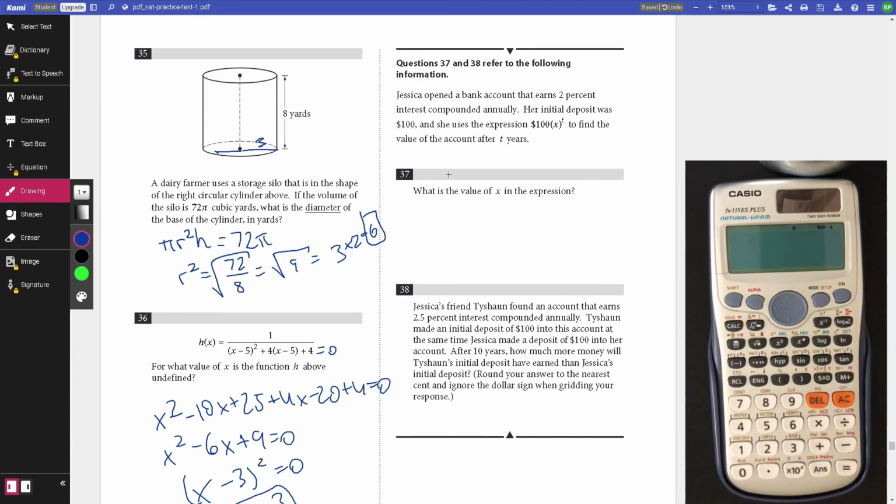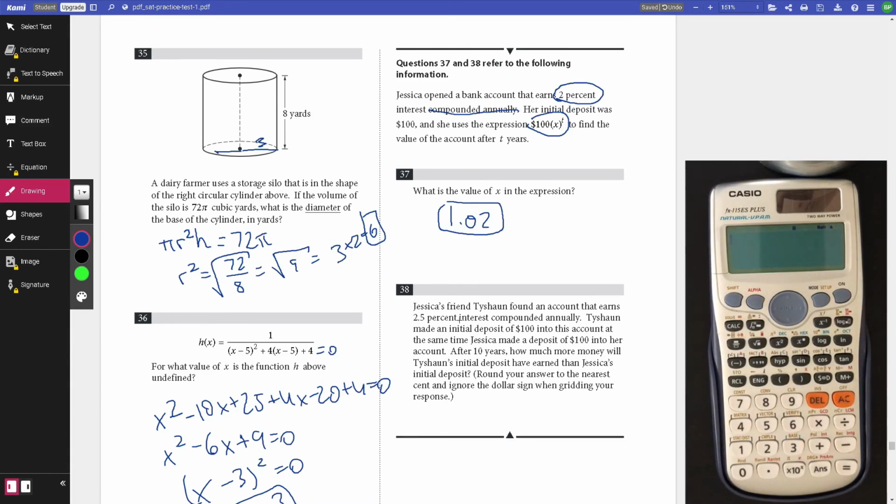Number 37. What's the value of x in this equation? We know that it's a bank account compounded annually, which doesn't really matter. They show a deposit. The thing that stands out here is this 2%. So it would be 1.02 because it increases by 2%. When you multiply by 1.02, that means an increase of 2%. So that's the answer.